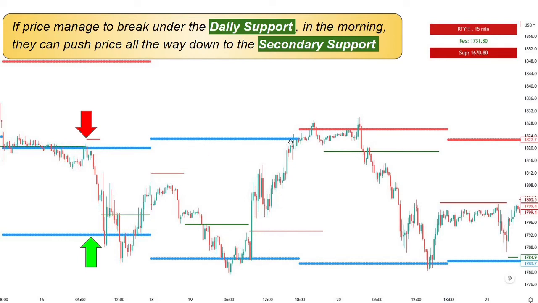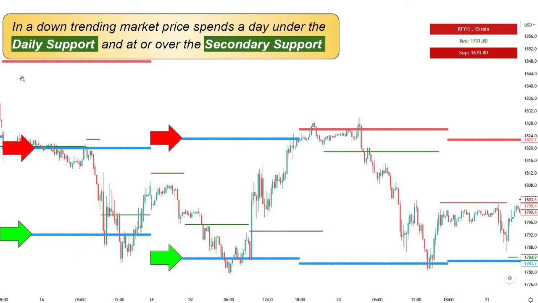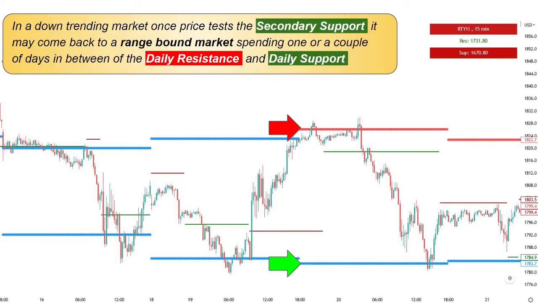So essentially we can see that price keeps bouncing between those levels. Again, in a downtrending market, price spends a day under the daily support and at or over the secondary support. This is a daily range between daily support and secondary support when we deal with a bear market. But any downtrend normally is followed by a range-bound day, a day when price is consolidating.